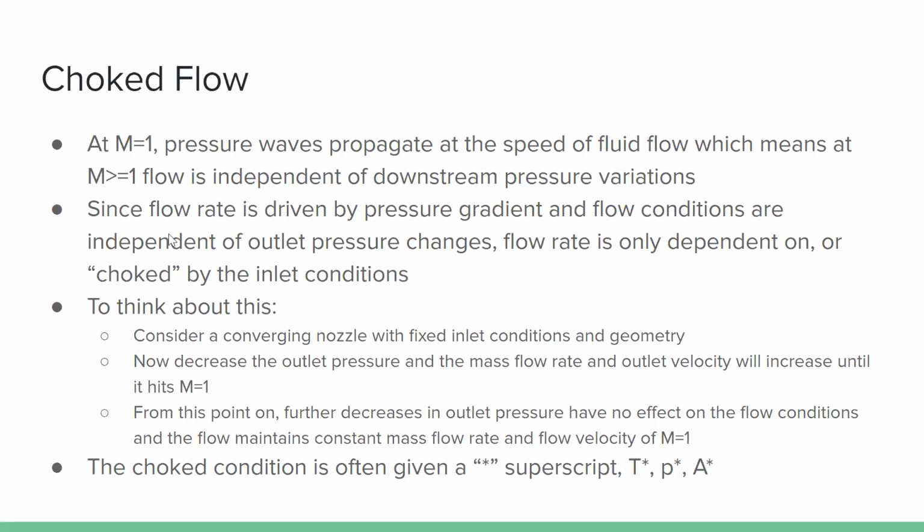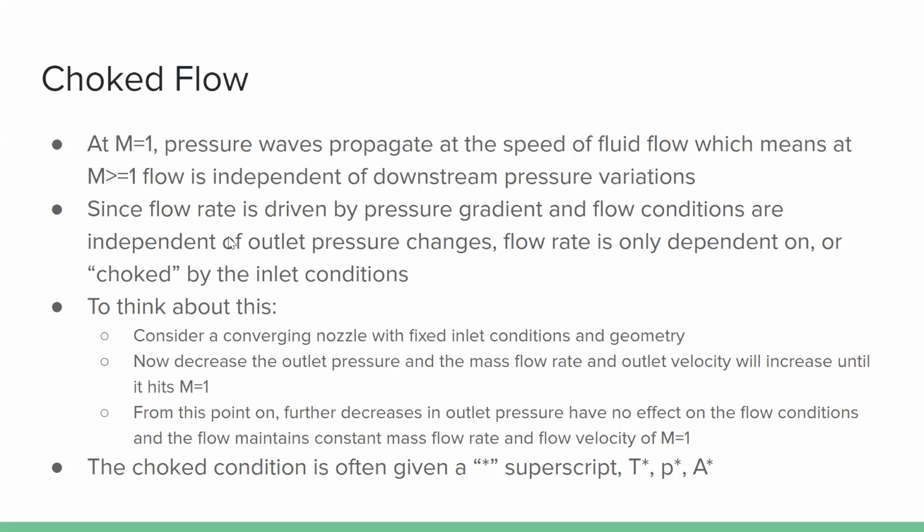Because flow rate is driven by a pressure gradient, a pressure drop, a higher pressure at the nozzle inlet kind of forces it to the lower pressure at the nozzle outlet. And because of this, the Mach 1 flow is traveling the same speed that differences in pressure will travel through the stream. The flow is independent of any changes in the outlet pressure or just any changes downstream. It's only dependent on the upstream conditions. So we say it's choked by the upstream inlet conditions.